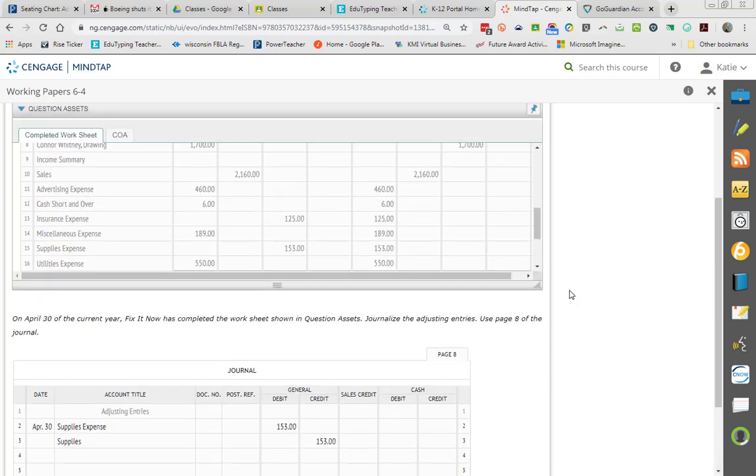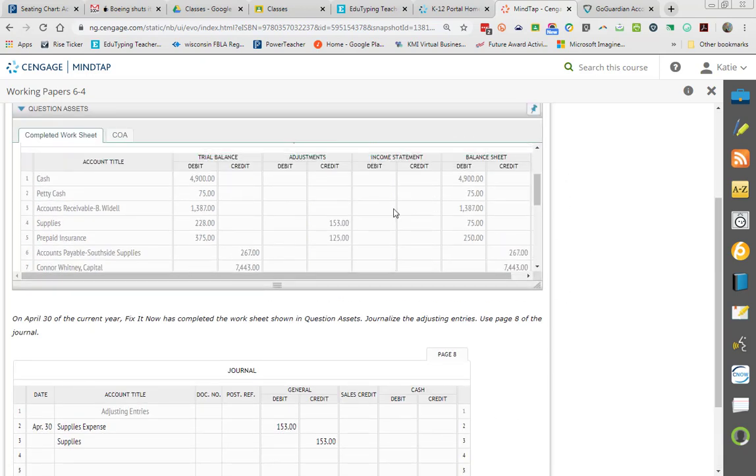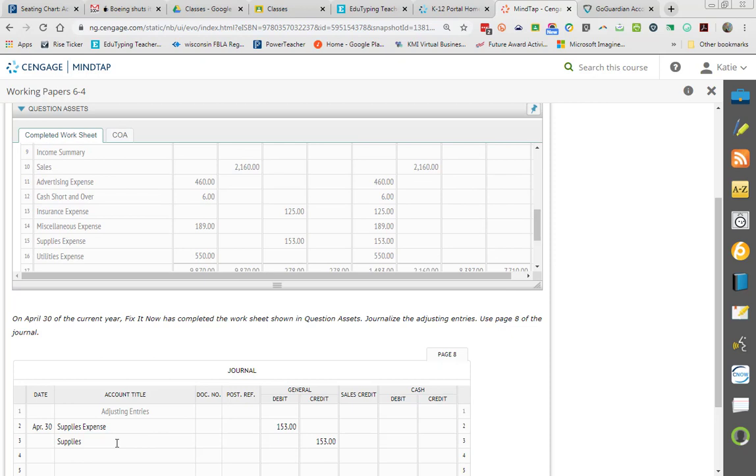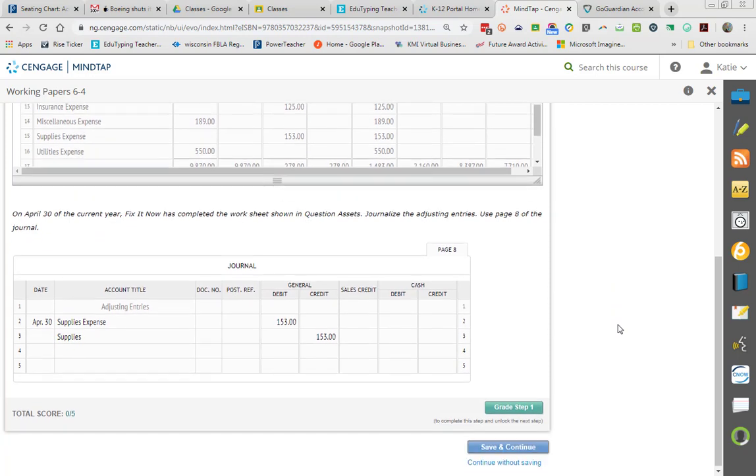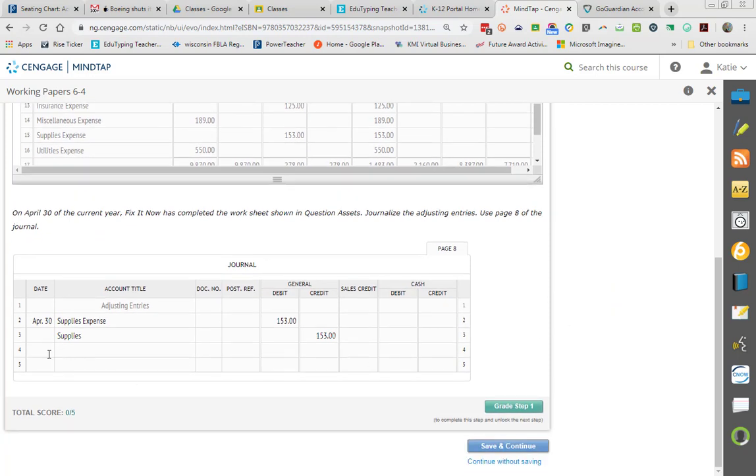Looking at my worksheet, for this first adjusting entry for 153, whatever is debited, I'll debit in my journal. Whatever is credited, I will credit in my journal. I now need to do my second adjusting entry. The month is already on my journal, so I don't need to write the month. Again, I just need to put the date. Every transaction must have the date.